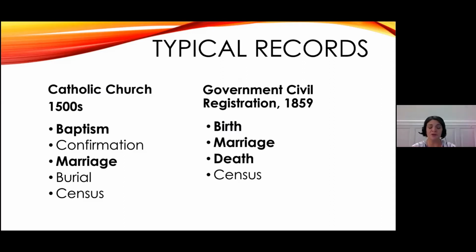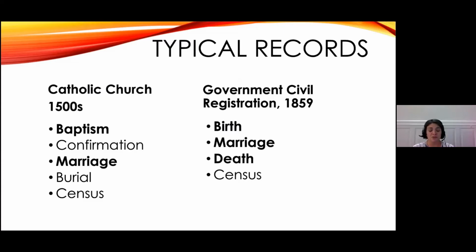Civil registration records were created by the Mexican government and began in 1859. Now, there was some distrust of this process and of the government, so it did take a few years for people to comply. So if you're looking for a civil registration birth record from 1860, you might not find it because it might not exist. It took people a while to comply with registering births, marriages, and deaths.